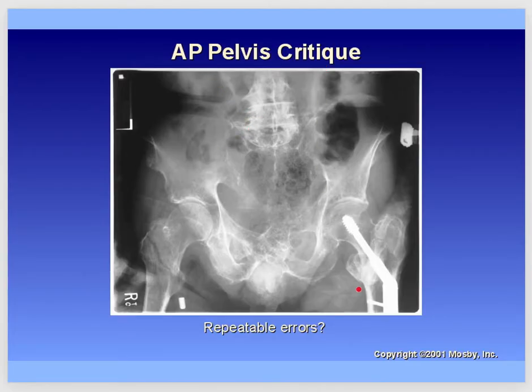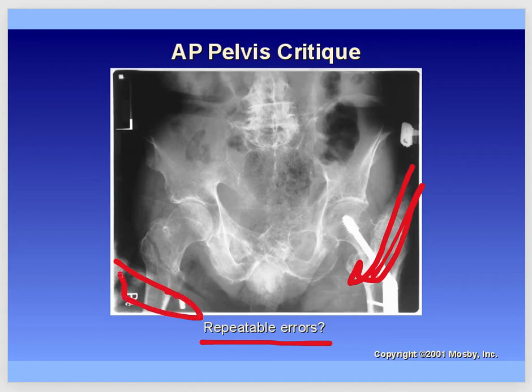So an AP pelvis critique, we're looking for repeatable errors here. So we can see that this patient's hand has come down into this image. We can see this other hand or some kind of artifact on the right one. We're well positioned here. We can see that this ala is open, this one is closed, so there's a little bit of rotation to this right side. So we need to make sure that they are in a true AP position.